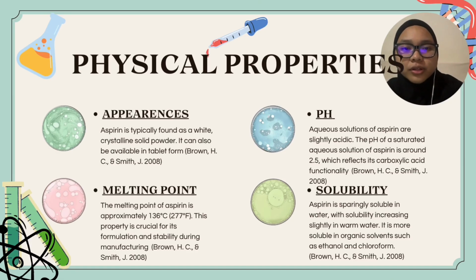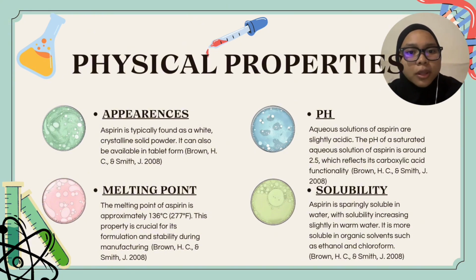Moving on to the physical and chemical properties of aspirin. Starting with physical properties, first is appearance: aspirin is typically found as a white crystalline solid powder. It can also be available in tablet form. Second is melting point. The melting point of aspirin is approximately 136 Celsius or 277 Fahrenheit. This property is crucial for its formulation and stability during manufacturing.